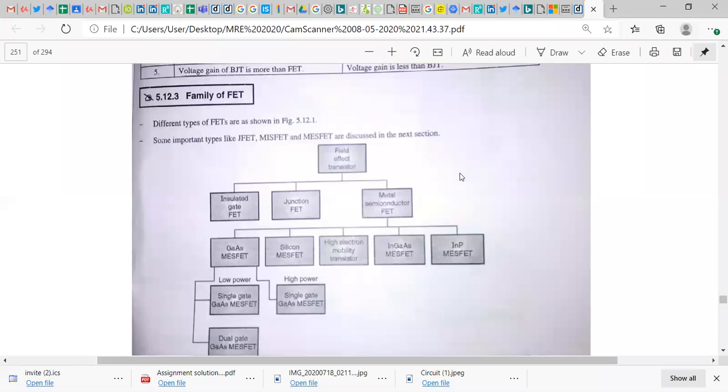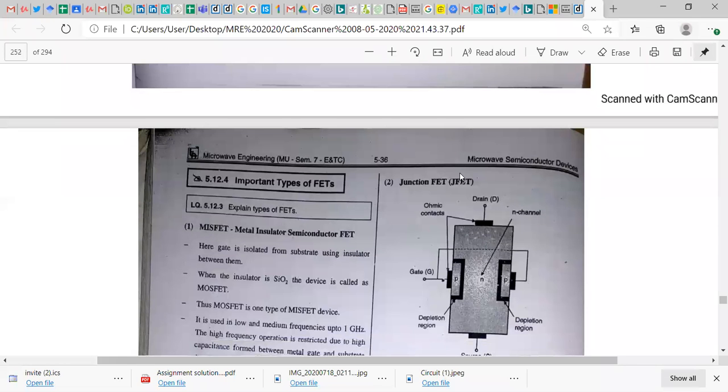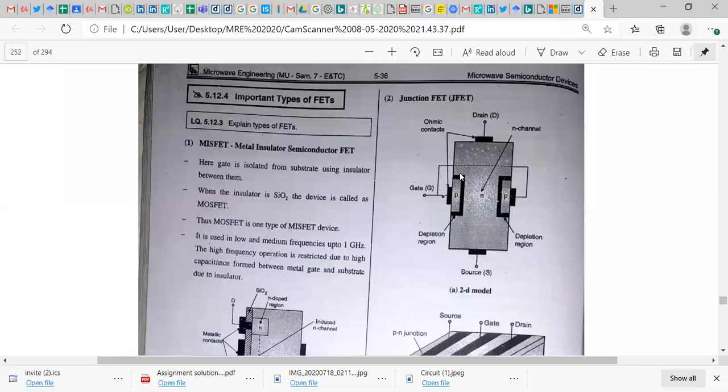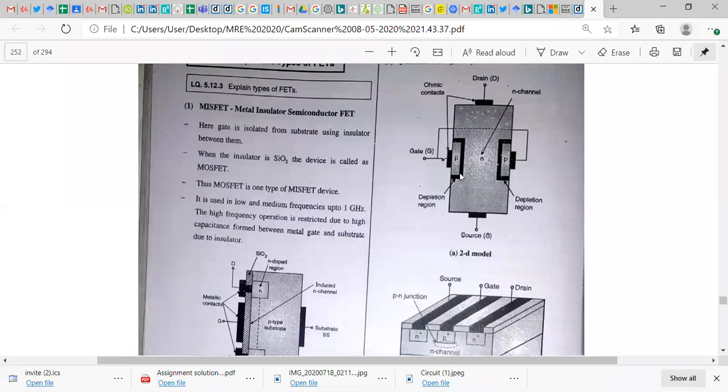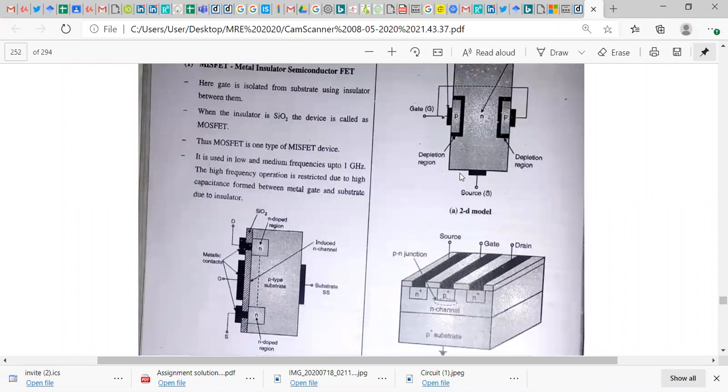Now we have seen metal insulated semiconductor FET, MOSFET. In MOSFET, the gate is connected to the FET using an insulation device or insulator. Generally, SiO2 is used as an insulator. If SiO2 is used as an insulator, we call it MOSFET.